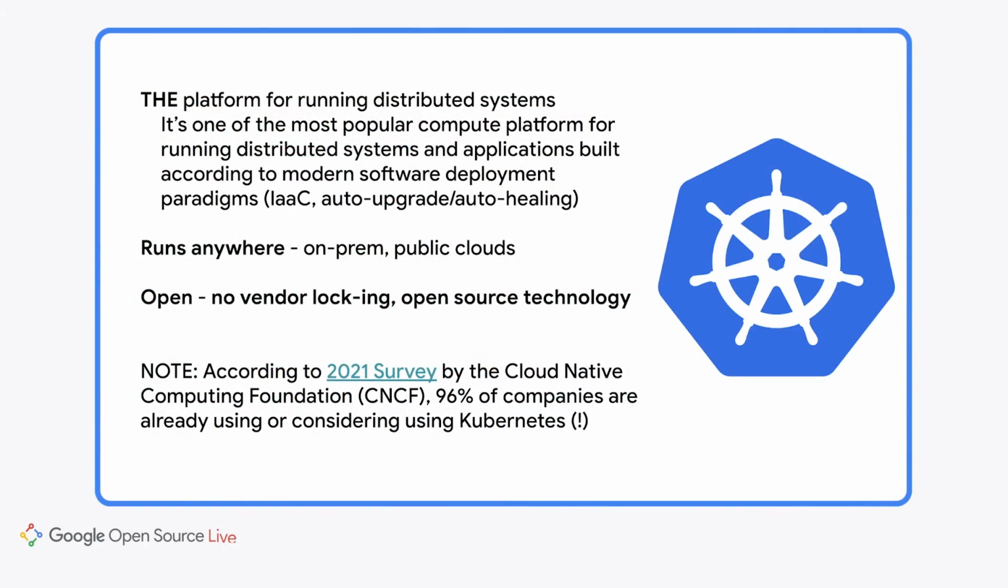So before we get to the nitty-gritty details of how to run Airflow on Kubernetes, let's maybe focus on what actually Kubernetes is. Kubernetes is a distributed platform for running distributed systems. It was built according to the modern software deployment paradigms, like infrastructure as code. It has capabilities that allow you to auto heal and auto upgrade your application. So it's a very modern platform that is very popular nowadays.